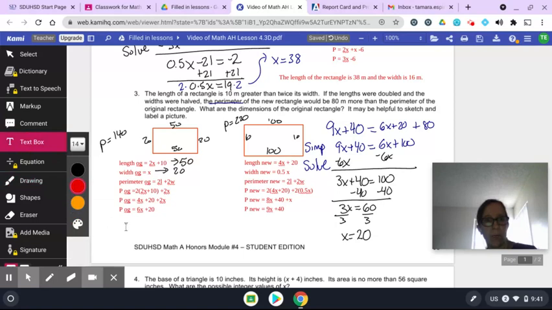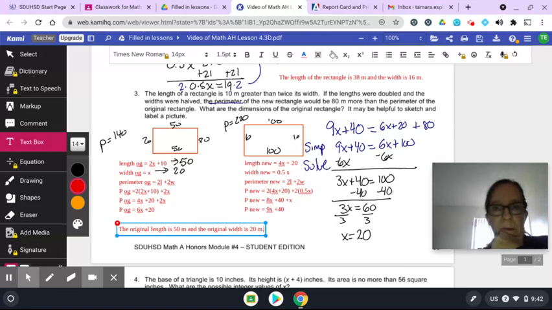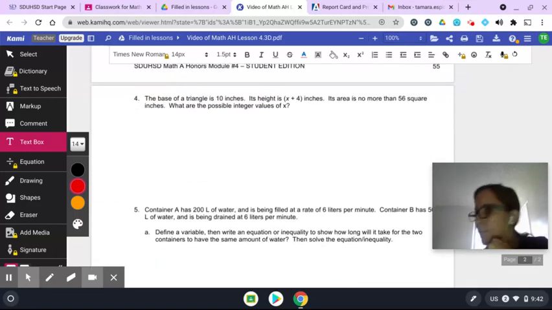So now I can write my answer. The original length is 50, what are we in, meters? And the original width is 20 meters. Okay, on to the next one.